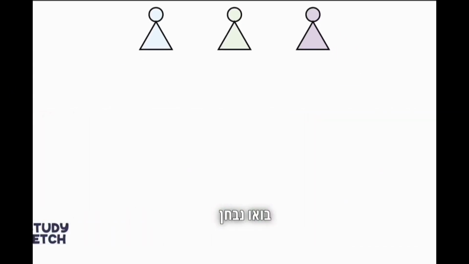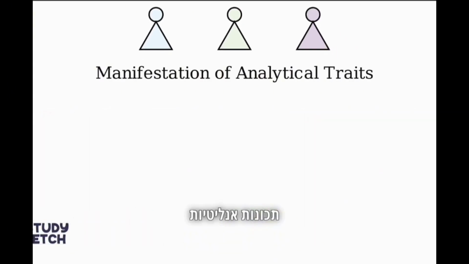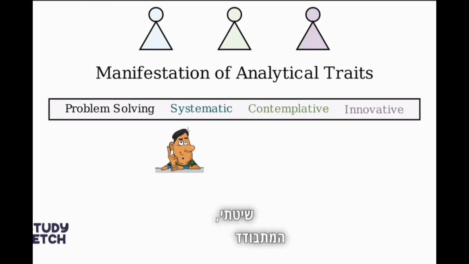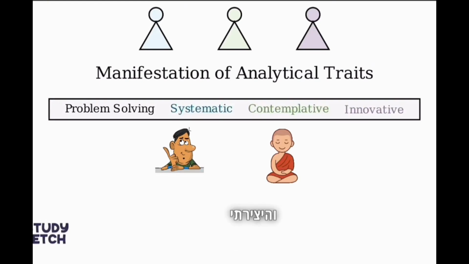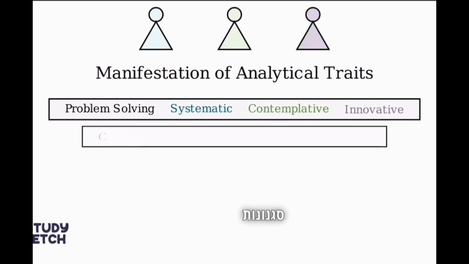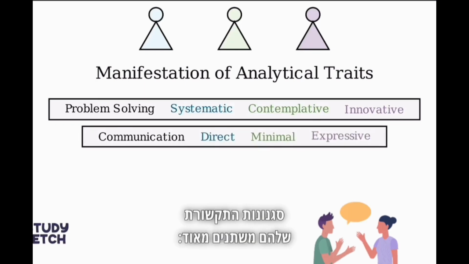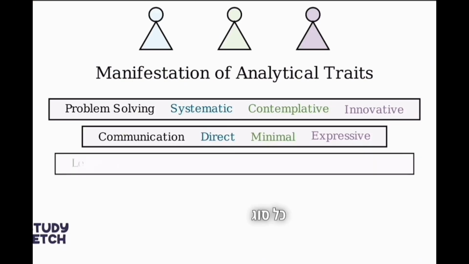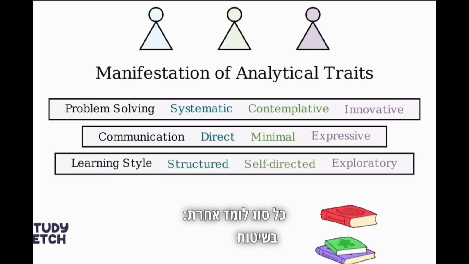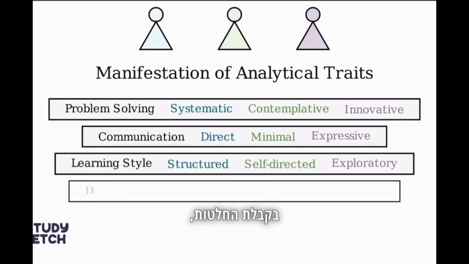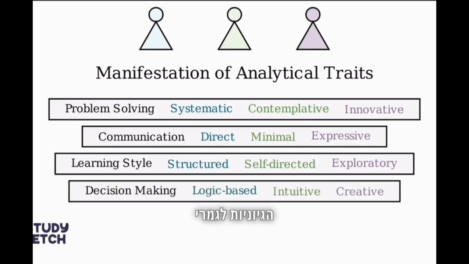Let's examine how each subtype manifests core analytical traits differently. In problem solving, the intellectual monk takes a systematic approach, while the reclusive monk is contemplative, and the creative monk favors innovation. Their communication styles vary significantly, from direct and logical to minimal and finally to expressive. Each type approaches learning differently, whether through structured methods, self-direction, or exploration. In decision-making, we see a spectrum from purely logical to intuitive and creative approaches.